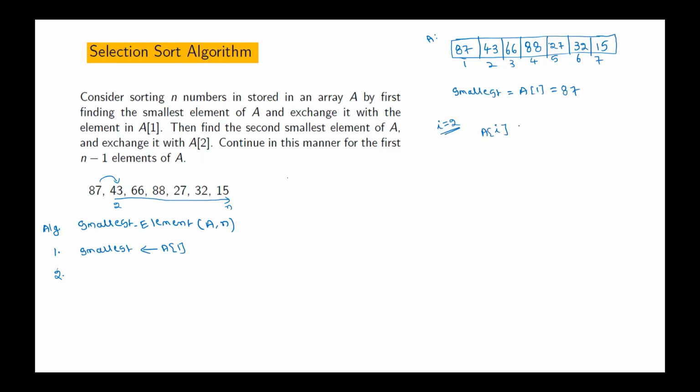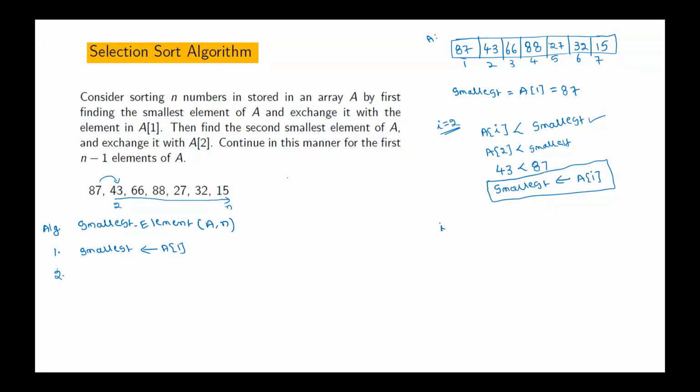We'll check whether it is smaller than smallest or not. If it is smaller than smallest, what is A of I here? A of 2. What is A of 2? Is it smaller than smallest or not? A of 2 is 43. Is it smaller than smallest? Is that true? Yes. If it is true, that means what is smallest now? Smallest we change as A of I. Is that okay?